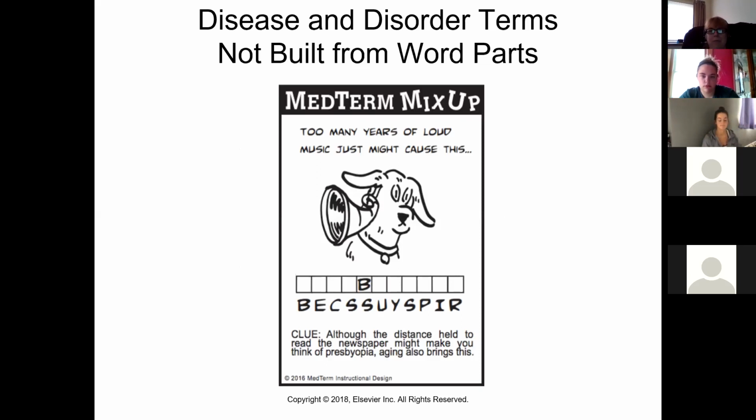Too many years of loud music might cause this, and I forgot the word for it. Presbyopia. Okay, that kind of thing. All right, so I'll let you guys unscramble that.